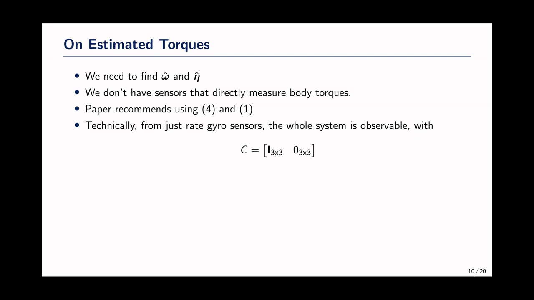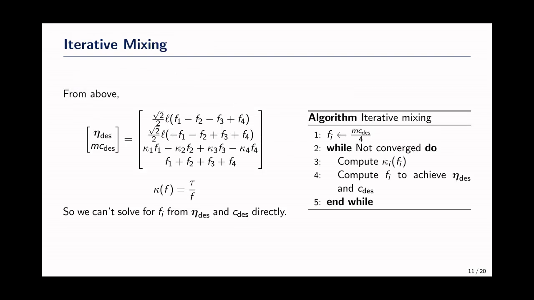Technically, from just rate gyro sensors, which measure your roll rate, pitch rate, and yaw rate, the whole system is observable since you can form your C matrix as shown, since we can directly measure omega. And it turns out your observability matrix has full rank. So your system is observable. You can observe omega and eta. In the simulations that I did, I just assumed that those were given, and I used the truth values.